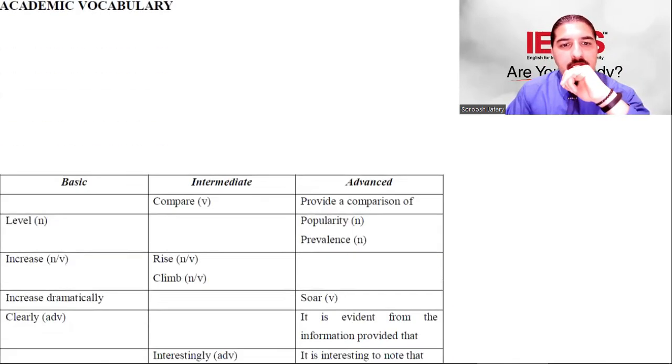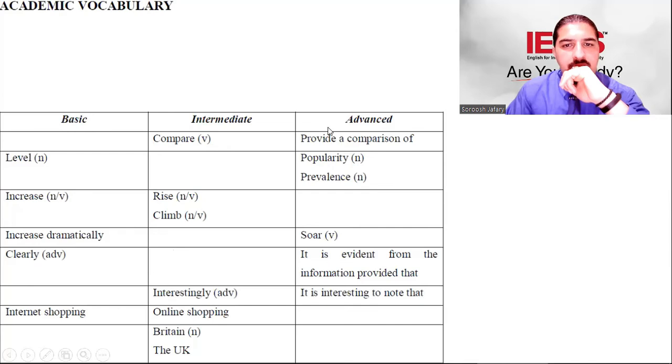All right, vocabulary: basic, intermediate, advanced. Compare, provide a comparison of. Level, popularity, prevalence. Increase, rise, climb. Increase dramatically, soar. Clearly, it is evident from the information provided that, it is interesting to note that. Internet shopping, online shopping, Britain, the UK.